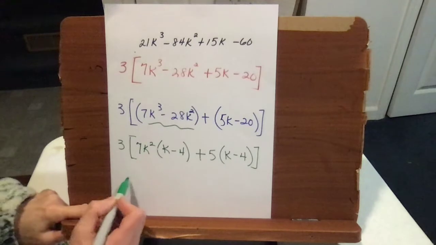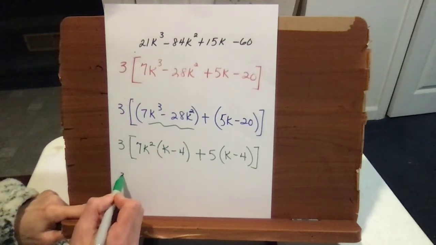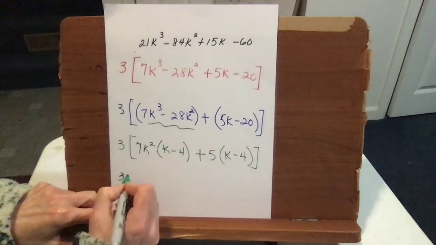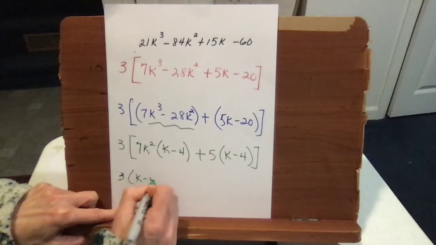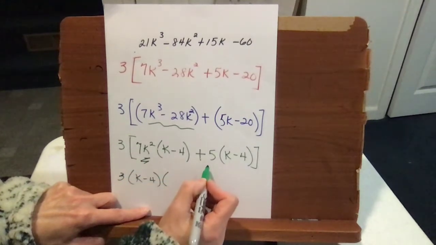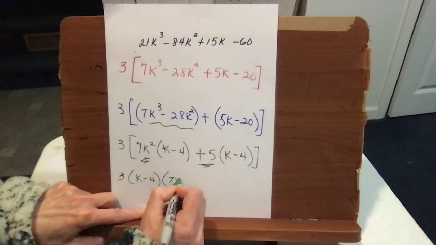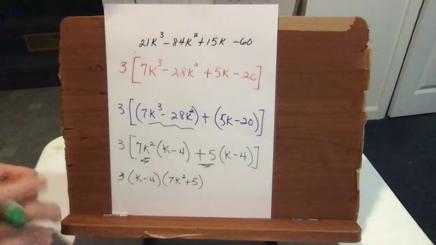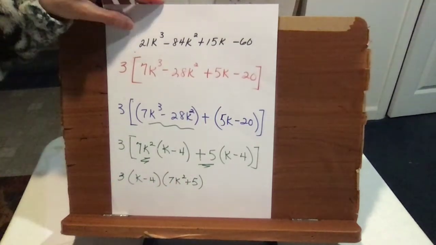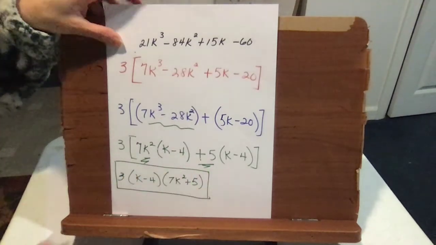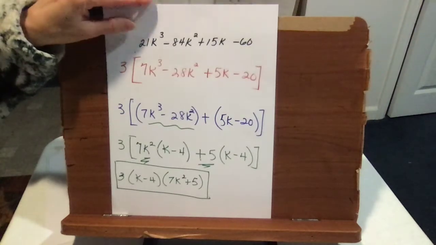And now I can drop the square brackets, so I have 3, which is my greatest common factor, comes down. In these quantities, I have the same quantity of k minus 4 that I can factor out, leaving me with 7k squared plus 5. So it's 3 times the quantity k minus 4 times the quantity 7k squared plus 5. And that's our factorization.